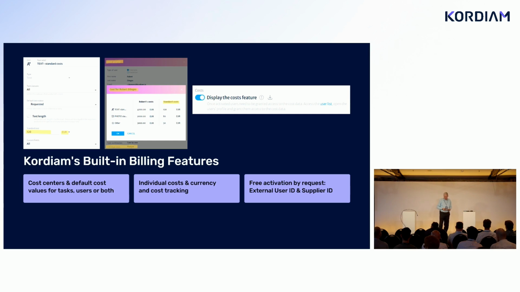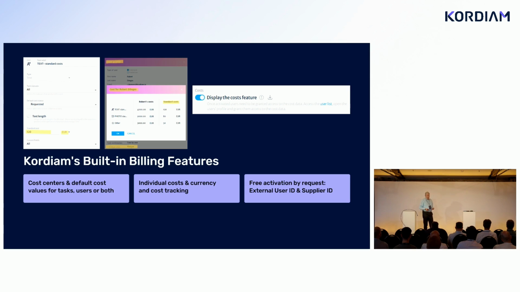Kordiam already supports billing with cost center assignment, standard cost fields, and a currency selection. You can assign users to a cost center. This is done in the user profile. You can change the costs individually, by standard costs or individual costs. You can change the currency over here, and you can display the cost feature in the general settings. You can even download a monthly survey of what's happened there.